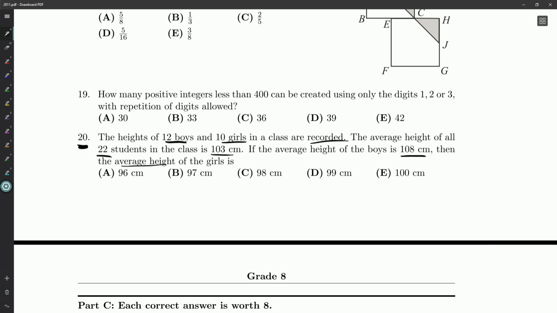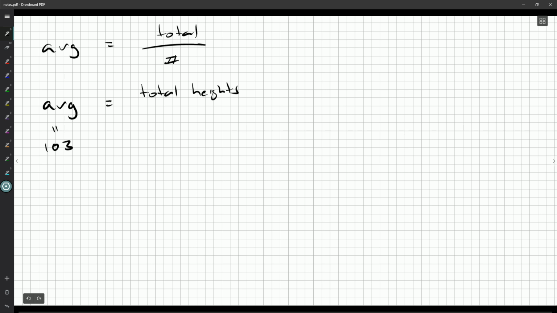So we've got a few options. Now, how do we find averages? Well, averages are always the total divided by the number of things that you were adding up, the number of heights in this case. So, the average for all of the 22 students, we know that's 103, they said. That's got to be the total heights divided by 22. I'm going to give a name to the total heights. I'm going to call it T for total.